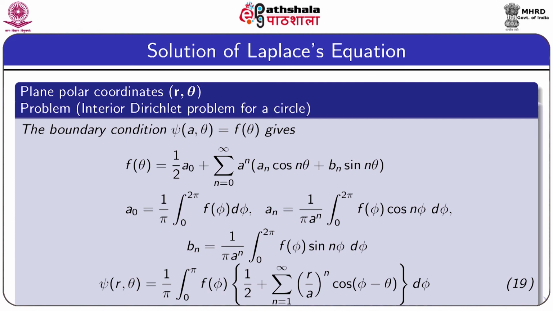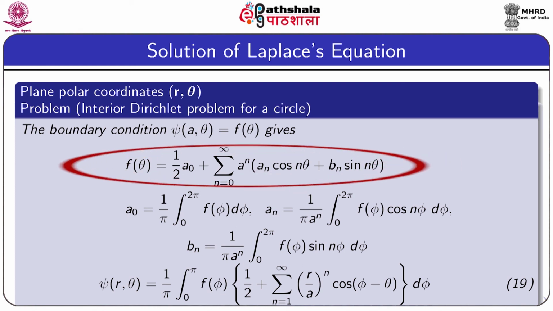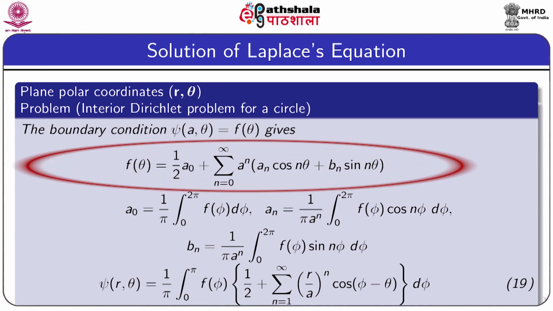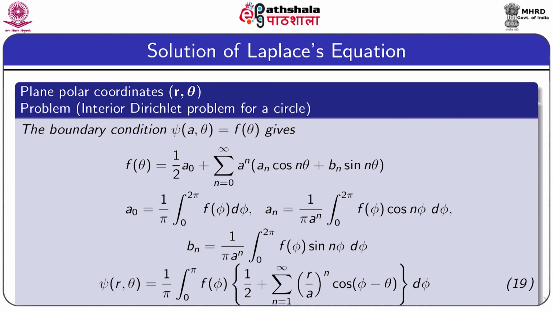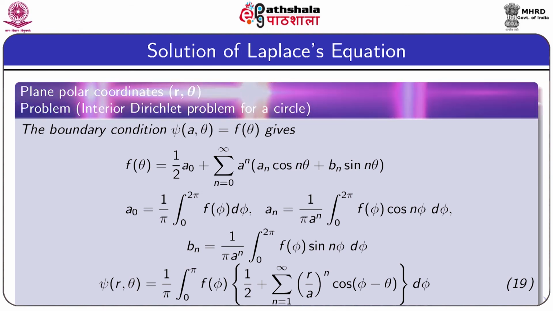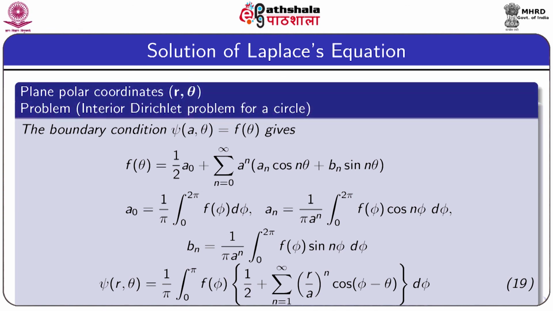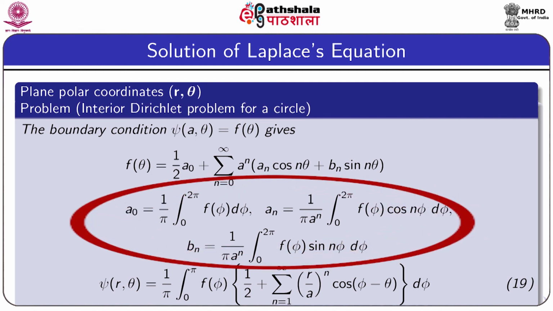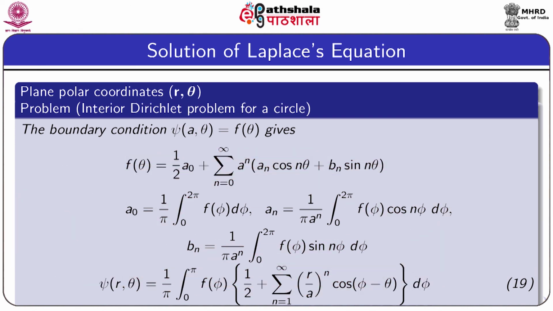Now, we apply the boundary condition which says that psi at r equals a, theta equals f of theta. Satisfying this condition, we get f(theta) equals half a_0 plus the sum from n equals 0 to infinity of a^n (a_n cos n theta plus b_n sin n theta). From this expression it is clear that this is the Fourier series expansion of the function f(theta). So, the coefficients a_n and b_n can be obtained using the Fourier formulas, which are written here.